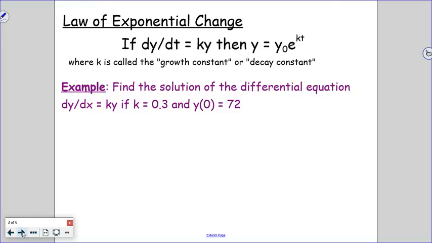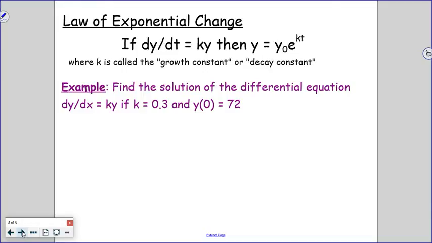If you were to look at it, this is where it came from, and that's how it was developed. This law of exponential change says this: if you have something dy/dt, something changing over time, equal to some constant multiplier times y, then the solution to it is y equals y sub 0, which represents the y value at time equals 0, or on our last one at x equals 0, where your independent variable equals 0, times e raised to whatever that constant multiplier was, times t, or times your independent variable. On our last example, that was an x.